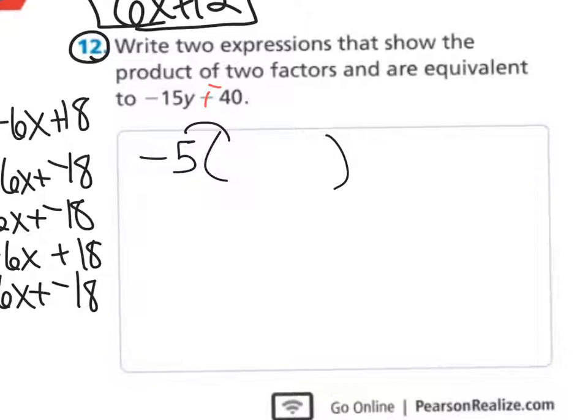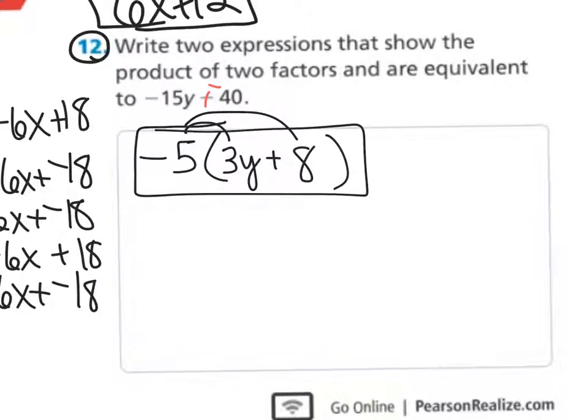So negative 5 times what to get 15y? So that would be 3y plus negative 5 times what to get negative 40, and that would be 8. So this would be one answer. That, to me, is probably our best choice.